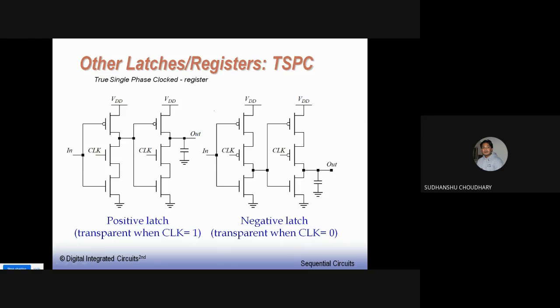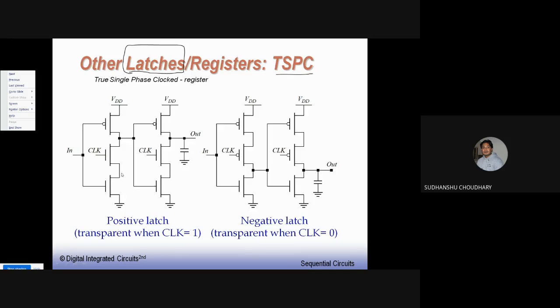Now let us also talk about another dynamic latch, which is called TSPC, that is a true single phase clock based latch. Single phase clock means you don't have a clock bar appearing over here. Only one phase of clock, that is clock, is present here. No clock bar is present. That is how I say it's a single phase clock system.